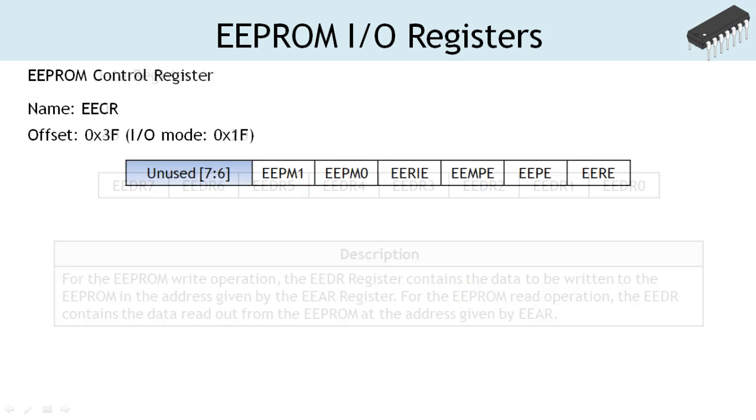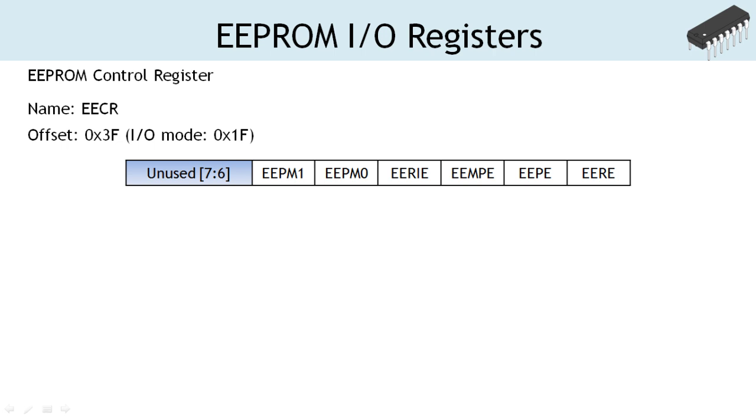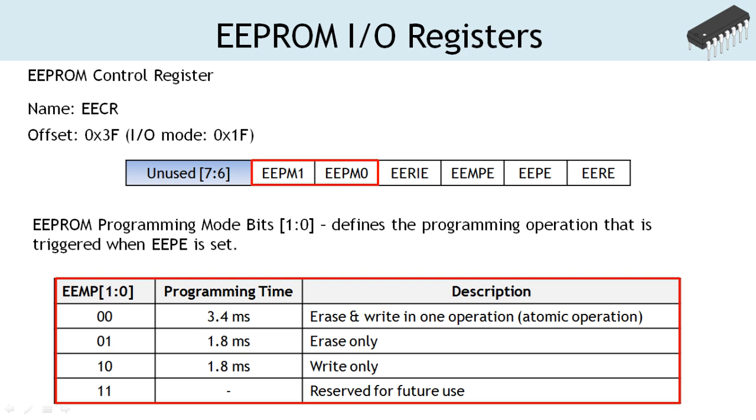The register EECR is used to specify the operation to be performed on the EEPROM memory. The offset of 3F in hex is used to access the control register while using load and store instructions, and the offset 1F in hex is used with in and out instructions. Now let's look into the details of each bit in the control register.